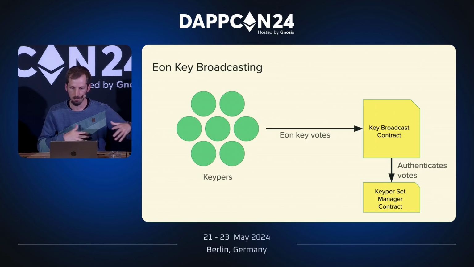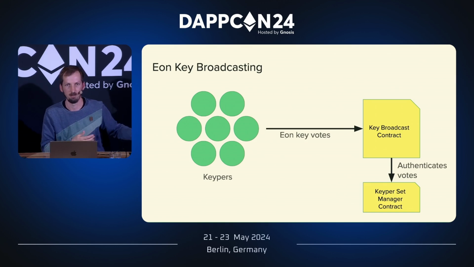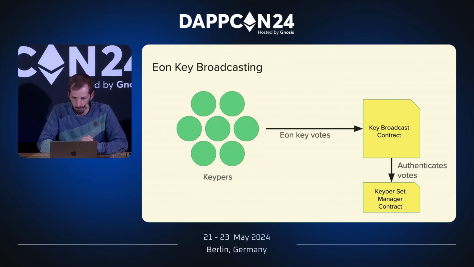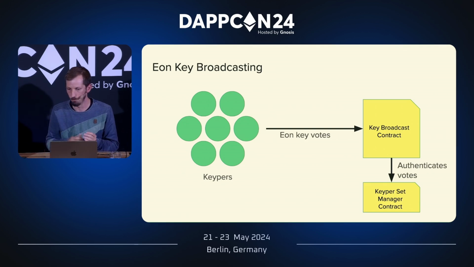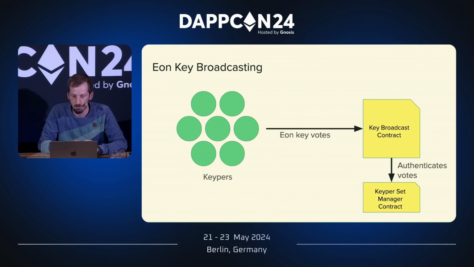The outcome of the voting is published to this key broadcast contract, which checks with the keeper set manager that the right keepers voted on it. This is where the user would go to fetch that key and encrypt their transaction. So we use this contract basically as a billboard where the keys are published.